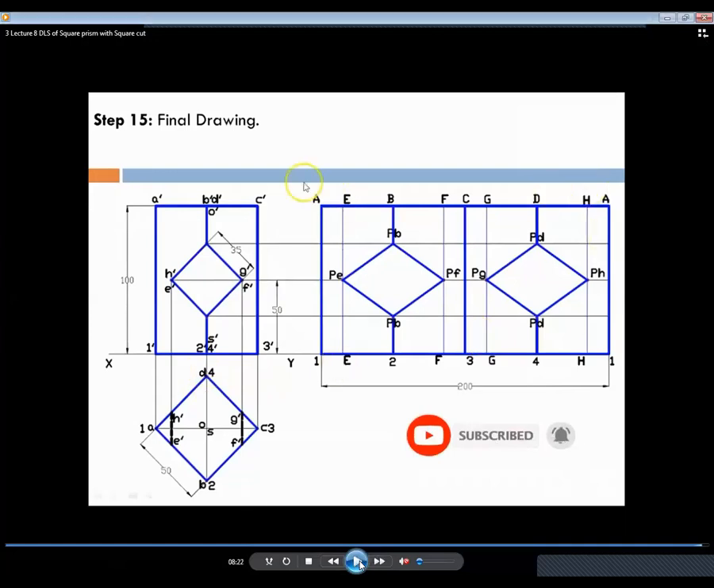Square hole drilled in a square prism, vertically standing. The sides are inclined to VP, and we have developed the part in which we get 2 different square holes or rectangular holes in the development. So this is the development of the square prism with the effect of the square hole inside it.